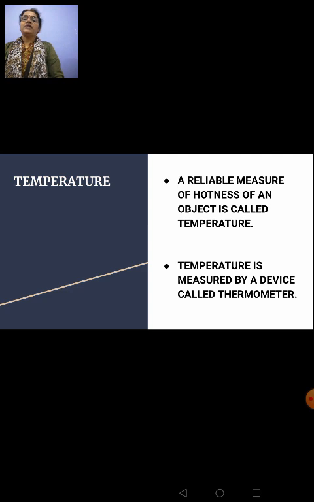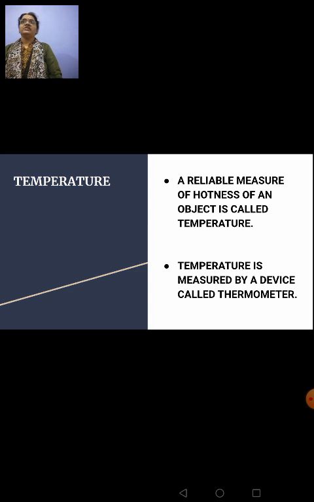Okay, so a reliable measure of hotness of an object is called temperature. When it is in minus, we say it is cold. When it is plus, we say the temperature is increasing there. Temperature is measured by a device called a thermometer. When you go to laboratories, the object's temperature will be measured by using a thermometer.